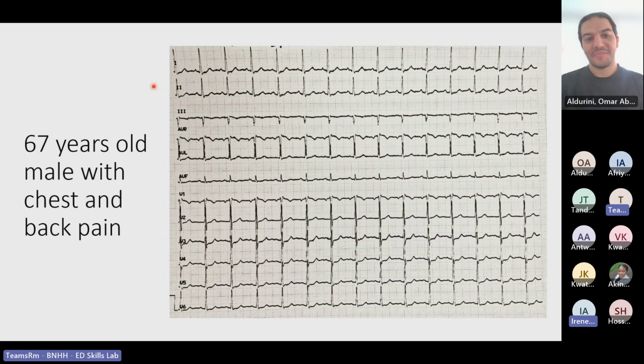Well, I can see the intervals are all the same, if I'm right. Yeah. So in short, we are looking for any T wave inversions or any ST segment depressions. Can you see any of these two changes here?